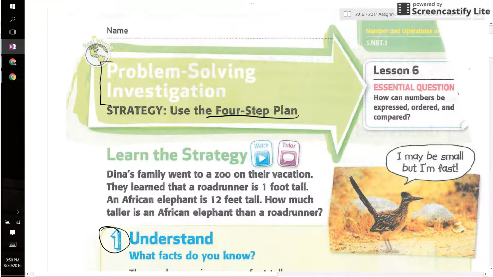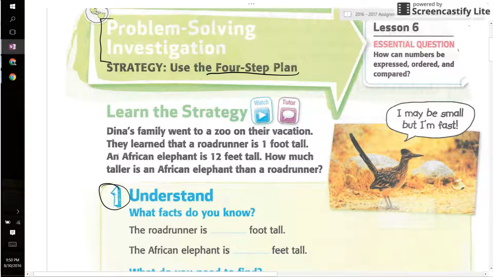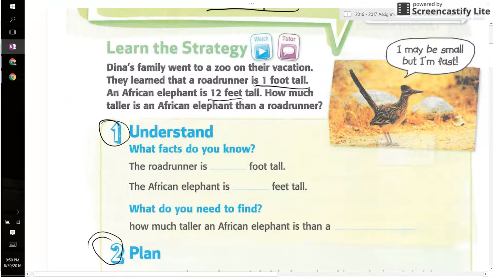All right, so what we're looking at is that Diana's family went to the zoo on their vacation. They learned that the roadrunner is 1 foot tall. An African elephant is 12 feet tall. We're now going to look at how much taller the African elephant is than the roadrunner.